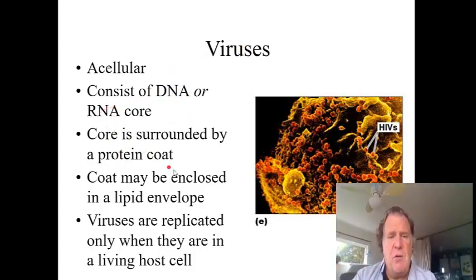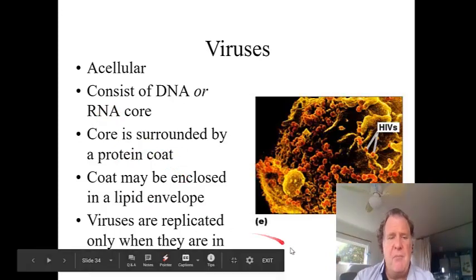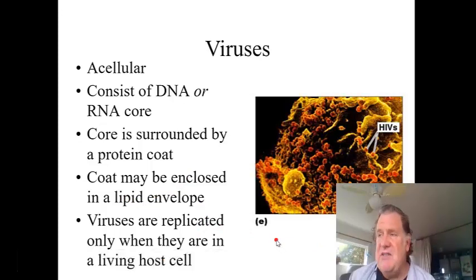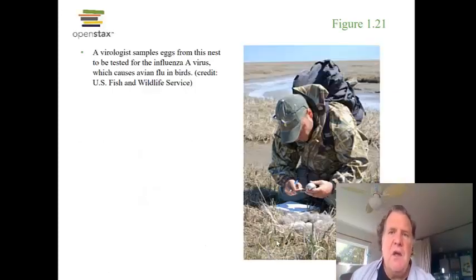The coat may be enclosed in a lipid envelope. The viruses are replicated only when they're inside the cells. And so when you sanitize an area and you put some alcohol or something on there, basically what you're doing is you're destroying the coat for the COVID, and it's no longer infectious. It's kind of one of these weird things. If you were to look for the RNA, you'd still see the RNA, but it's no longer infectious.